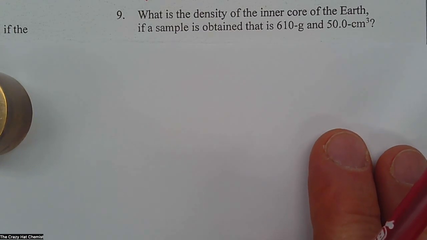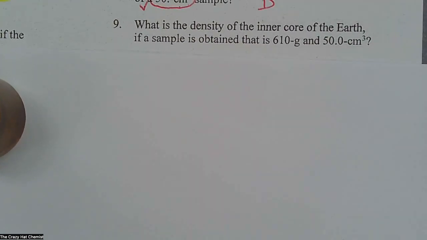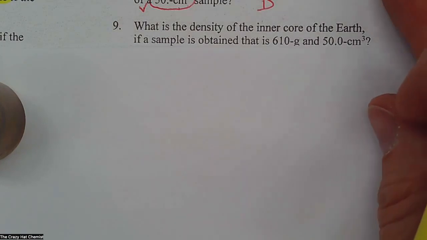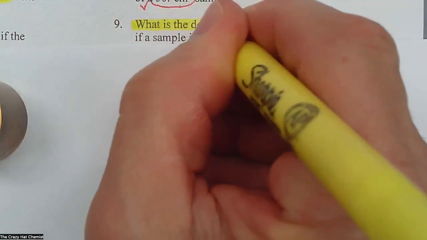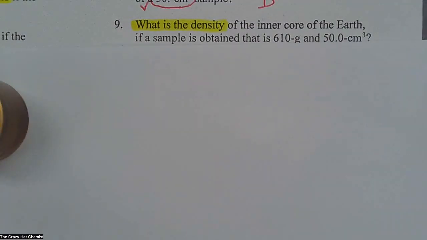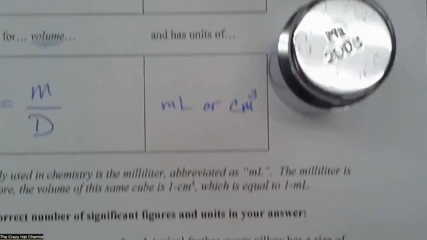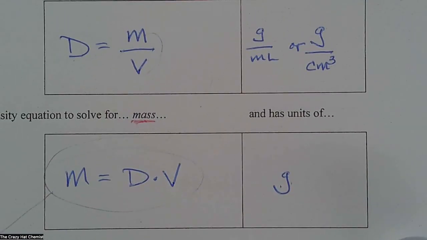There we go. This one here, it says the following. Let's see if I can get this a little bit straighter. There we go. What is the density? So right there, we are going to find out where the density equation is. Density equation is right here. Density is equal to mass over volume.